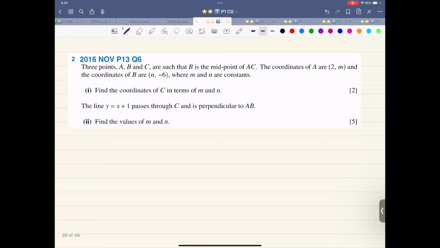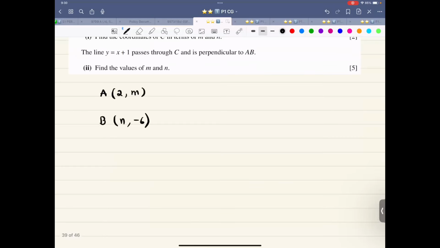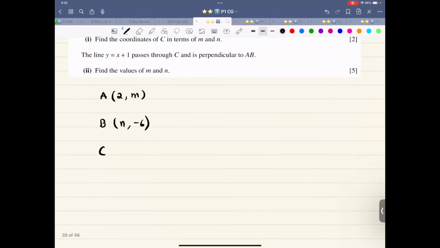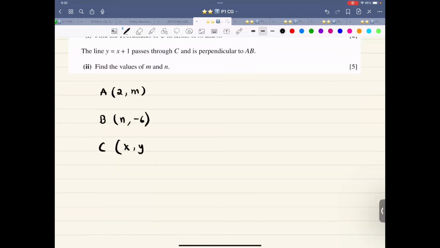Let me do just one and let me just do the setup. It says 3 points are such that B is the midpoint of AC. The coordinates of A are (2, m). The coordinates of B are (n, negative 6), where m and n are constants. Find the coordinates of C. So B is the midpoint of this thing. C is, let's call it (x, y).